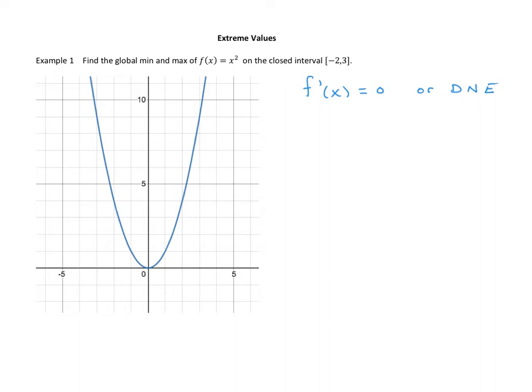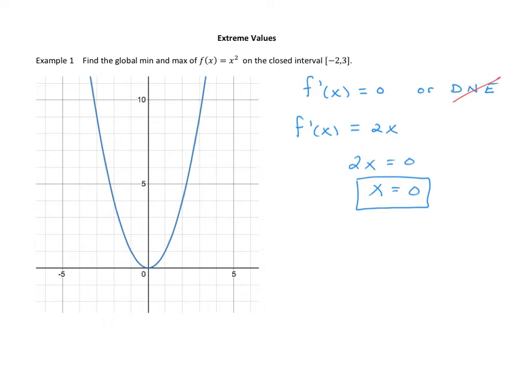And the derivative of this function is a simple one. F prime of x is equal to 2x. This derivative exists everywhere, so it's never going to not exist. But if you want to figure out where 2x is equal to 0, well, that's simply where x is equal to 0. So this is the only critical value of the function x squared. But of course, that makes sense. I mean, that's this spot right here where the derivative is equal to 0.